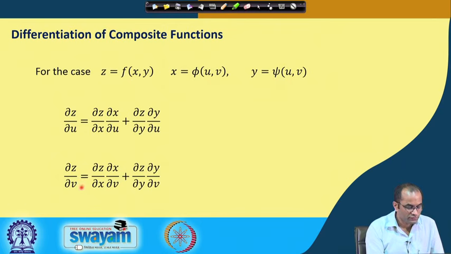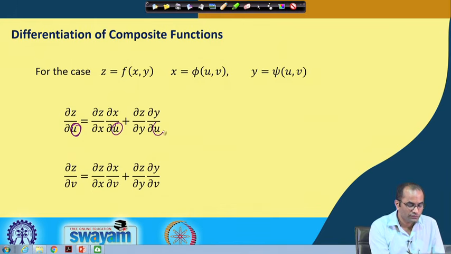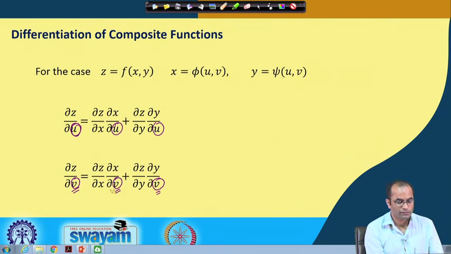Similarly, for del z over del v, the similar formula, but instead of u it will be replaced by v. What is important is that if we are differentiating with respect to u, then this u will appear in both places, and if we are differentiating with respect to v, then this v will appear in these places, when we are taking the partial derivative of x with respect to u and here with respect to v.